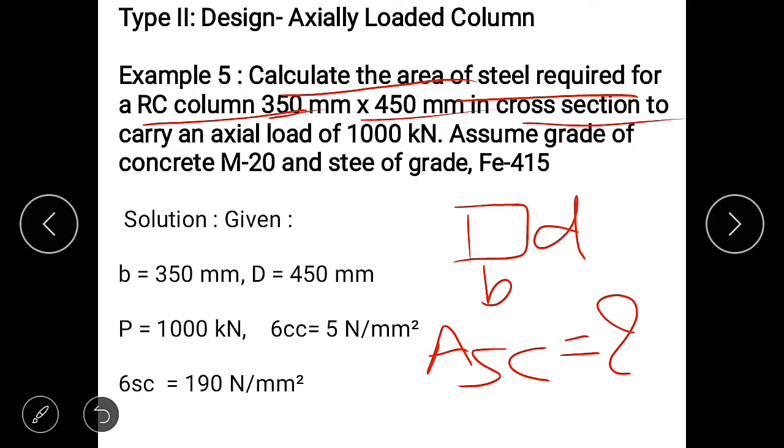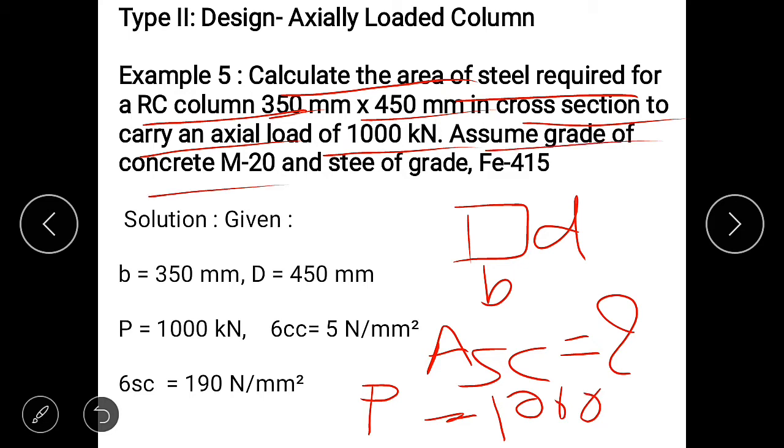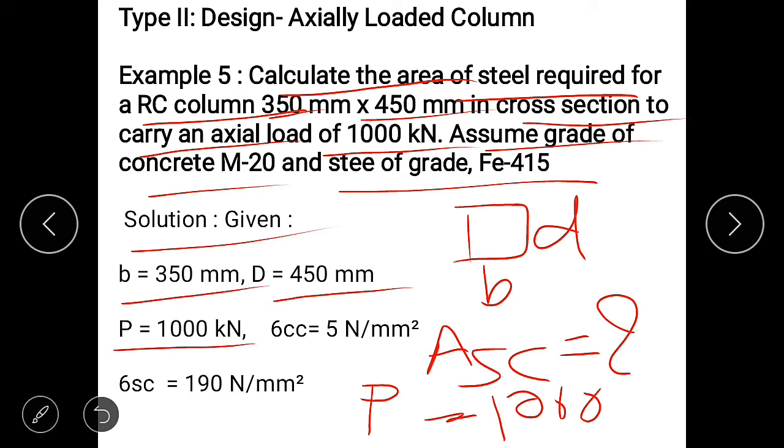The cross section carries an axial load of 1000 kilonewton, which means P is given as 1000. Assume a grade of concrete M20 and steel Fe415. So, solution. Given data: B is 350 and D is 450. P load is 1000, and the concrete grade is M20 and steel is Fe415.